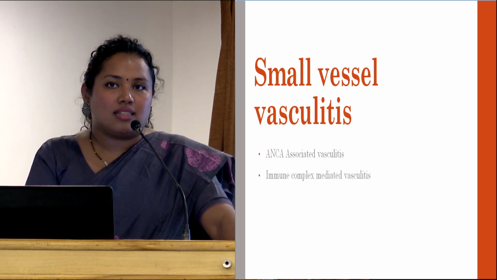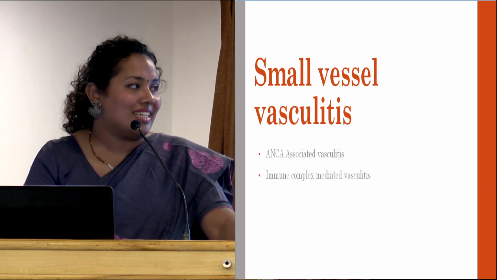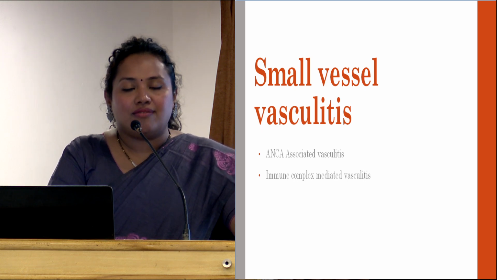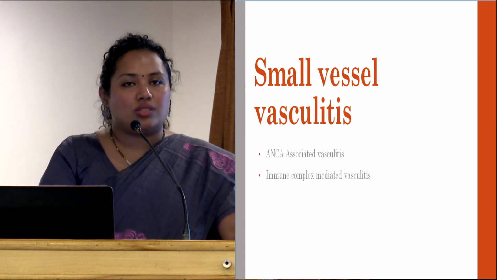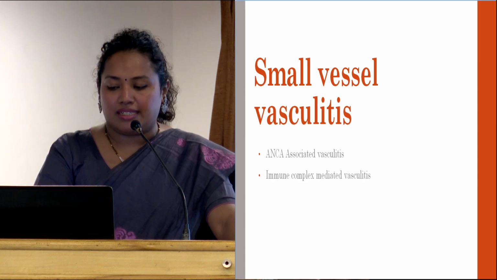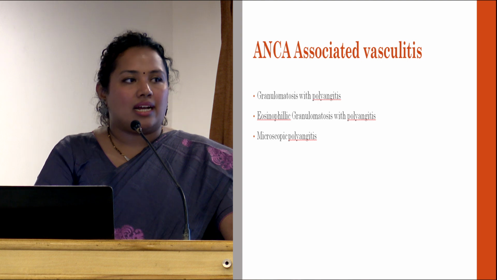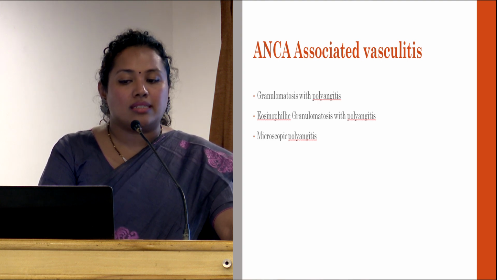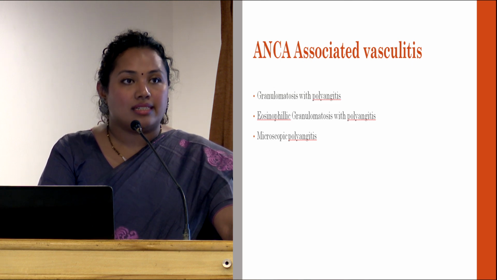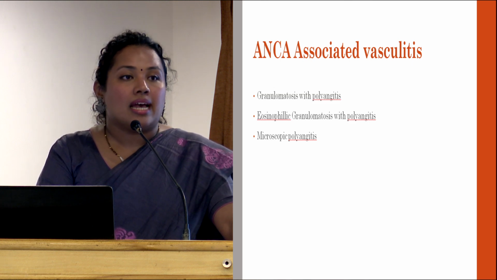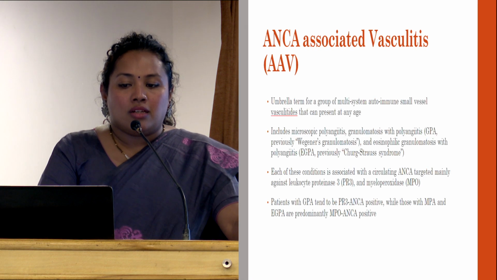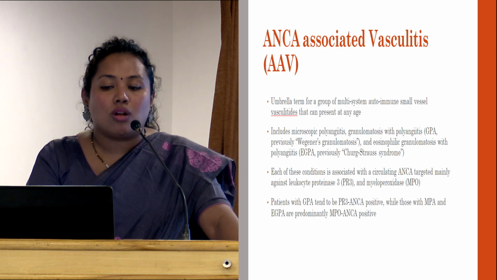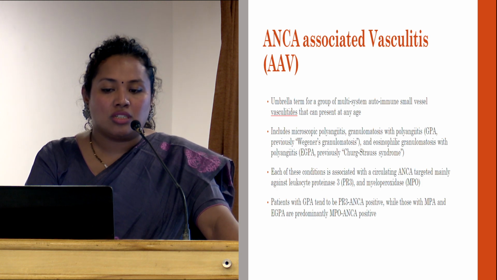Small vessel vasculitis can be a little confusing. I think it's this area of interest. So here we have broadly classified them into ANCA-associated vasculitis and immune complex mediated vasculitis. In ANCA-associated vasculitis, which is an antibody-mediated vasculitis, we have three types: granulomatosis with polyangiitis, eosinophilic granulomatosis with polyangiitis, and microscopic polyangiitis. This is an umbrella term for a group of multi-system autoimmune small vessel vasculitis. It can present at any age.